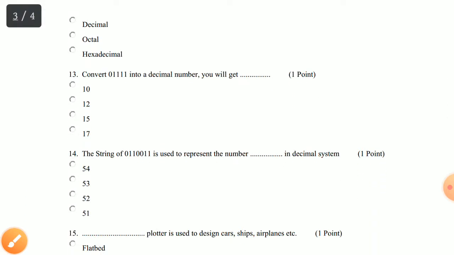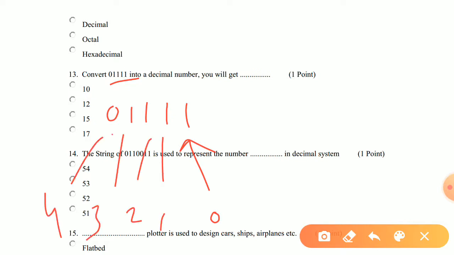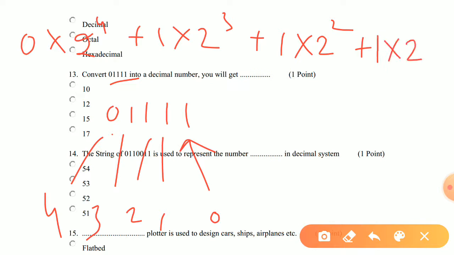13th one, C. This is our binary number and we have to convert it into a decimal number. Now you know how to convert it. Let us do it here: 0, 1, 1, 1, 1. We have 4 times 1. Let us count from the right hand side: 0, 1, 2, 3 and 4. Now write 0 into 2 to the power 4 plus 1 into 2 to the power 3 plus 1 into 2 to the power 2 plus 1 into 2 to the power 1 plus 0 into 2 to the power 0.